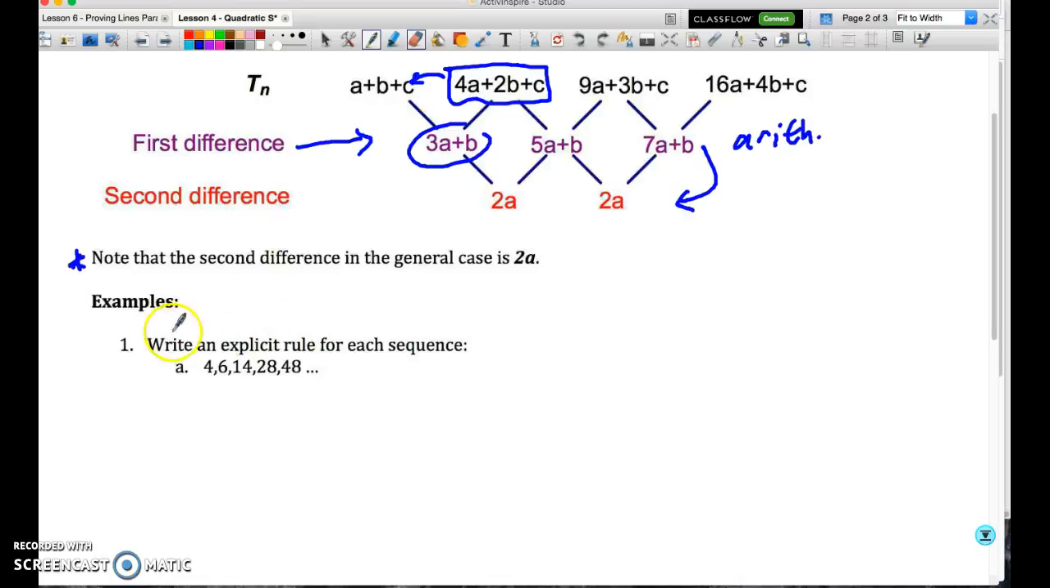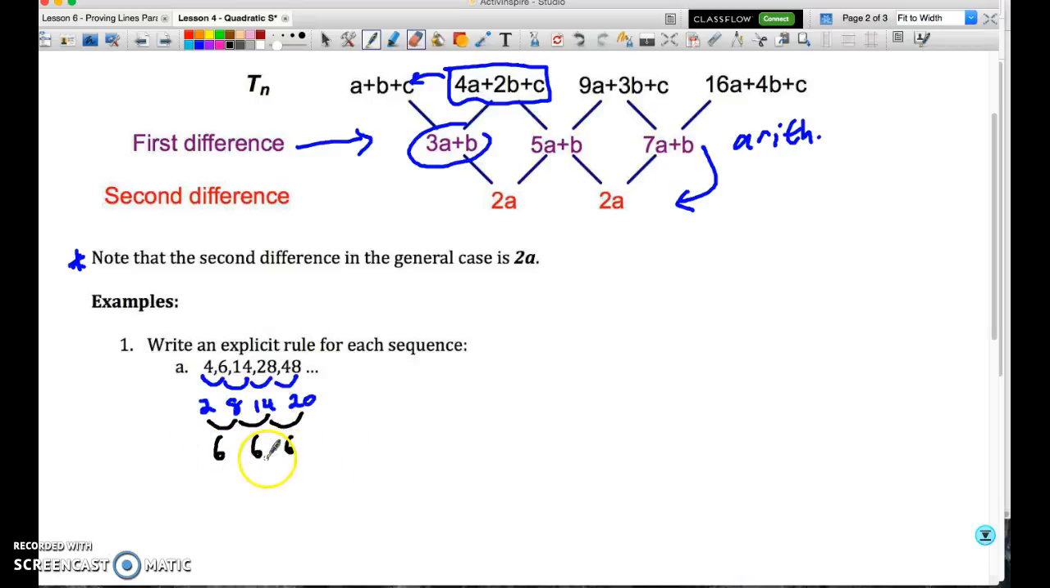Okay, so what I'm going to do is example 1, we have an explicit rule for each sequence, and so I'm going to find the first differences, and so we've got the 6 minus the 4, which is going to give us 2, 14 minus 6, which is going to give us 8, 28 minus the 14, which is going to give us 14, and 48 minus 28, which is going to give us 20. Those are our first differences. If we repeat the process, 8 less 2, we're going to get 6. 14 less 8 is going to yield 6. 20 less 14 is going to yield 6.